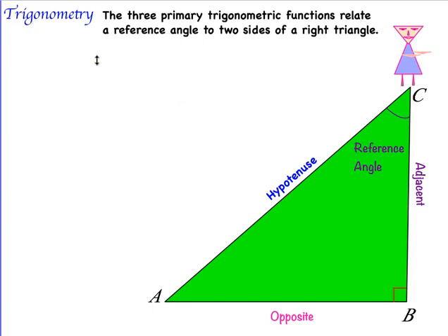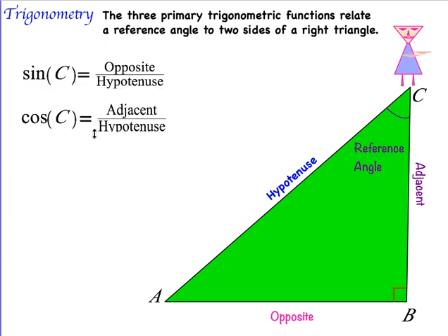Okay, so now let's try to figure out the relationship between our sides and the angle. So the first trigonometric function that we're going to learn is called the sine function. The sine function, the shortcut is spelled sin. Don't call it sin. It's sine. So the sine of angle C, the function with respect to angle C, is equal to the ratio of the opposite side to the hypotenuse.